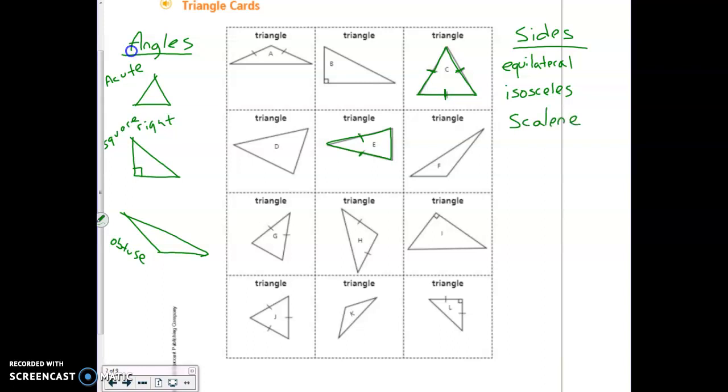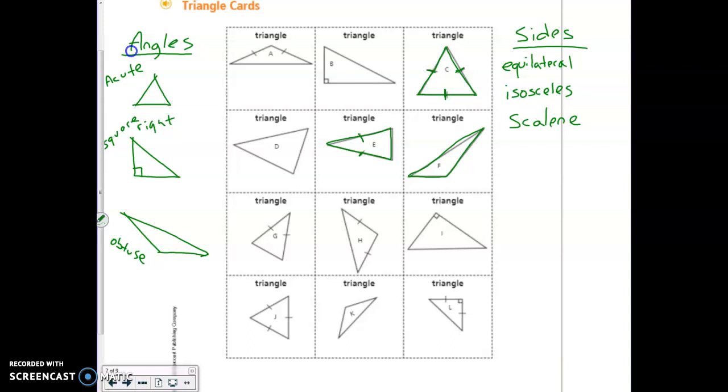triangle. And again, triangle F, which is right here, would be an example of a scalene triangle because there are no marks indicating that any of these sides are equal length. So that is our process for how we would name triangles and the two different categories based on angle and on side.